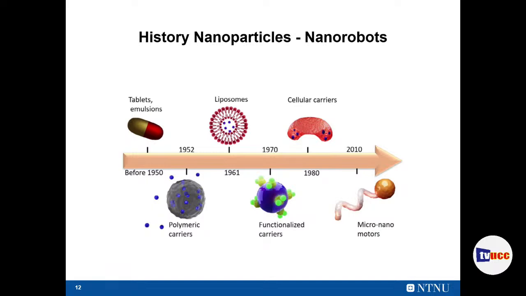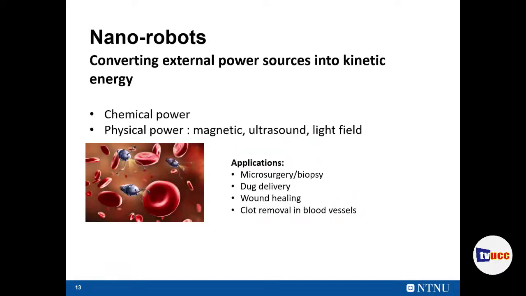What is coming more now in the last years is what is called nanorobots. So nanorobots, what is that? That is something where you need something to convert an external power source into kinetic energy of this nanoparticle or nanorobot. Nanoparticles will just be injected in the blood and go through the blood, but with the nanorobots, they have an energy. So they will have an extra energy driving them, so they will go much, much faster.